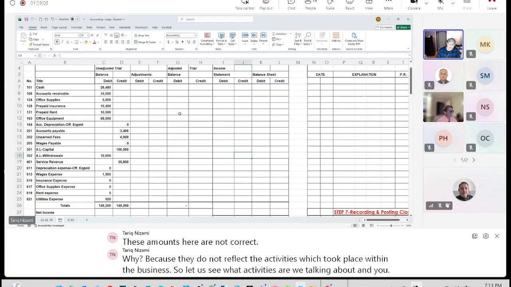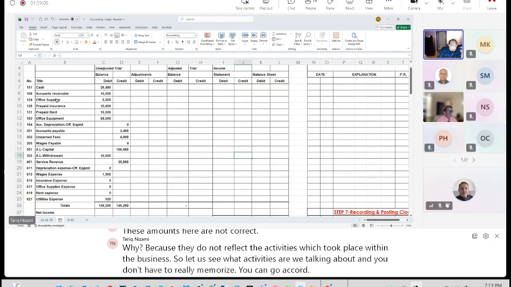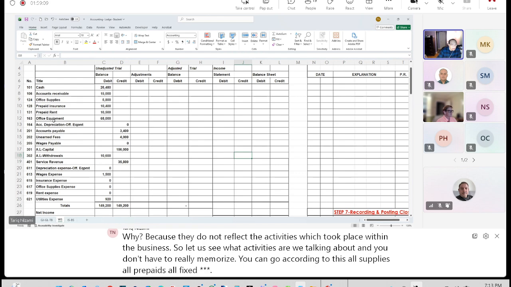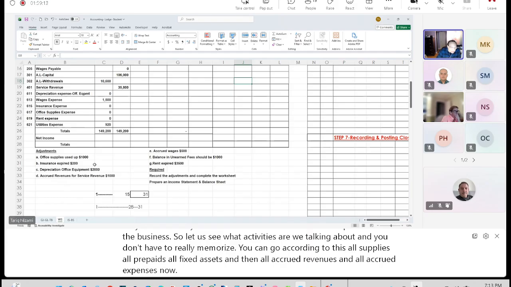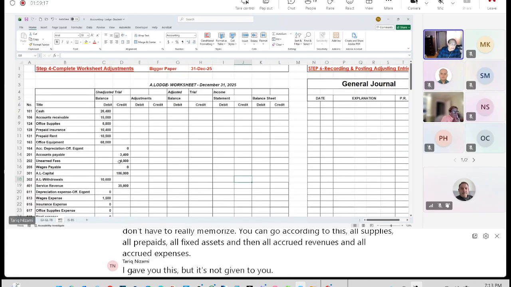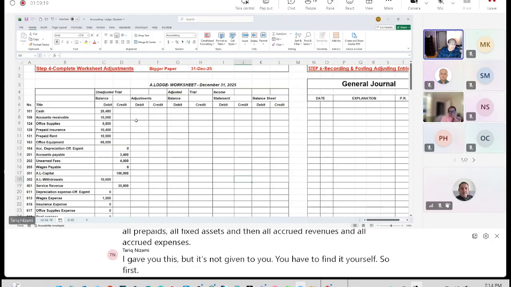And you don't have to really memorize. You can go according to this: all supplies, all prepaids, all fixed assets, and then all accrued revenues and all accrued expenses. Now, I gave you this, but it's not given to you. You have to find it yourself. So first thing, all supplies. Okay, I go to supplies.